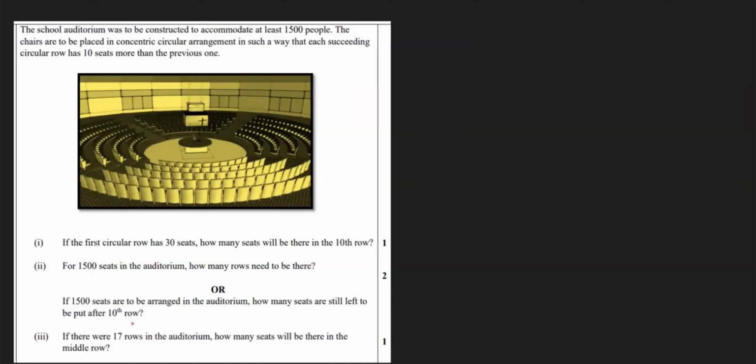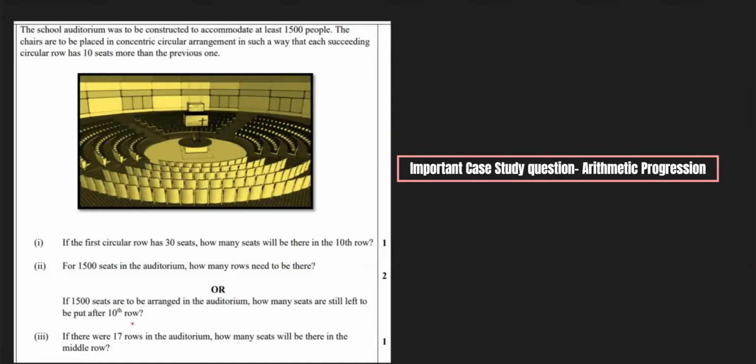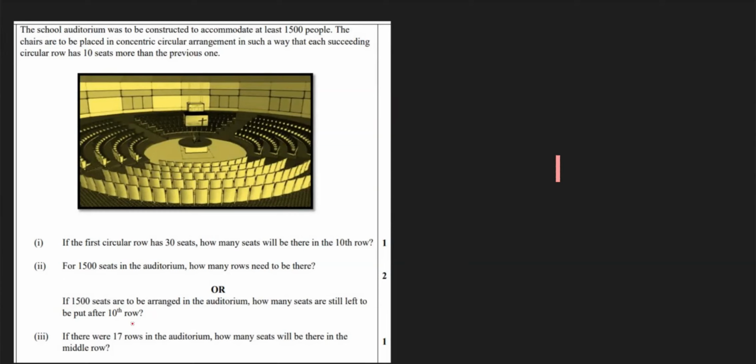Here is an important case study question from the chapter Arithmetic Progressions. Let me read the question. The school auditorium is to be constructed to accommodate at least 1500 people. The chairs are placed in the form of a concentric circular arrangement that you can see in this picture, in such a way that each succeeding, means every next circular row, has 10 seats more than the previous one.